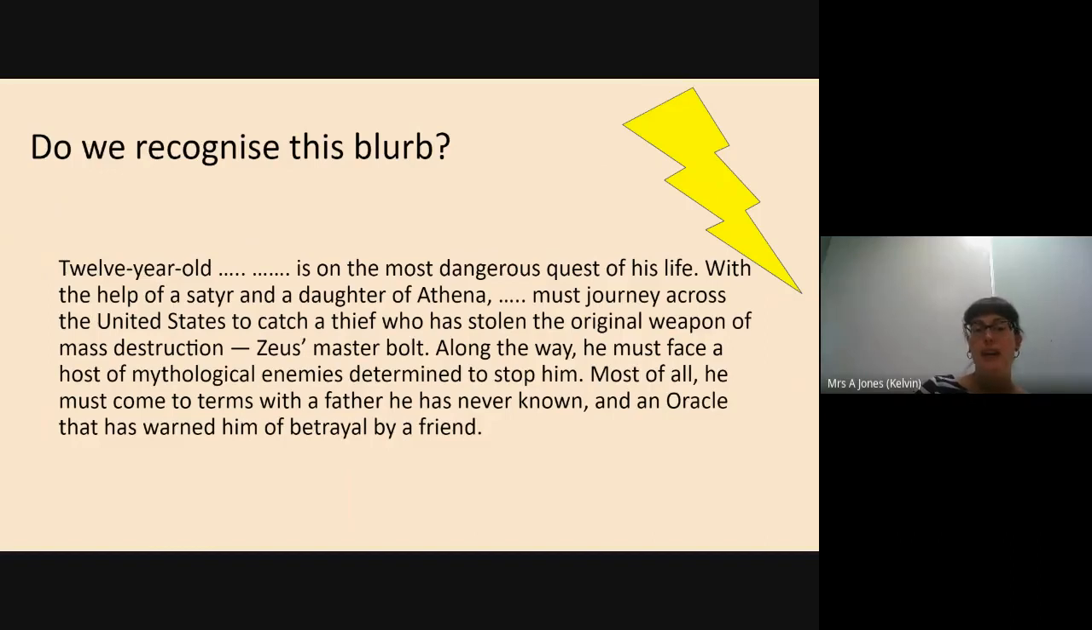12-year-old blank blank is on the most dangerous quest of his life. With the help of a satyr and a daughter of Athena, blank must journey across the United States to catch a thief who has stolen the original weapon of mass destruction, Zeus's master bolt. Along the way, he must face a host of mythological enemies determined to stop him. Most of all, he must come to terms with a father he has never known and an oracle that has warned him of betrayal by a friend.